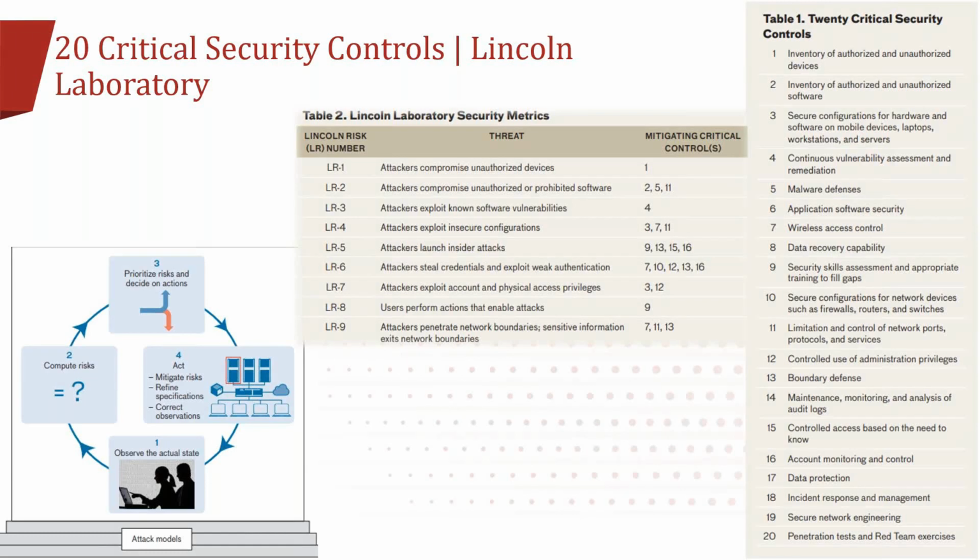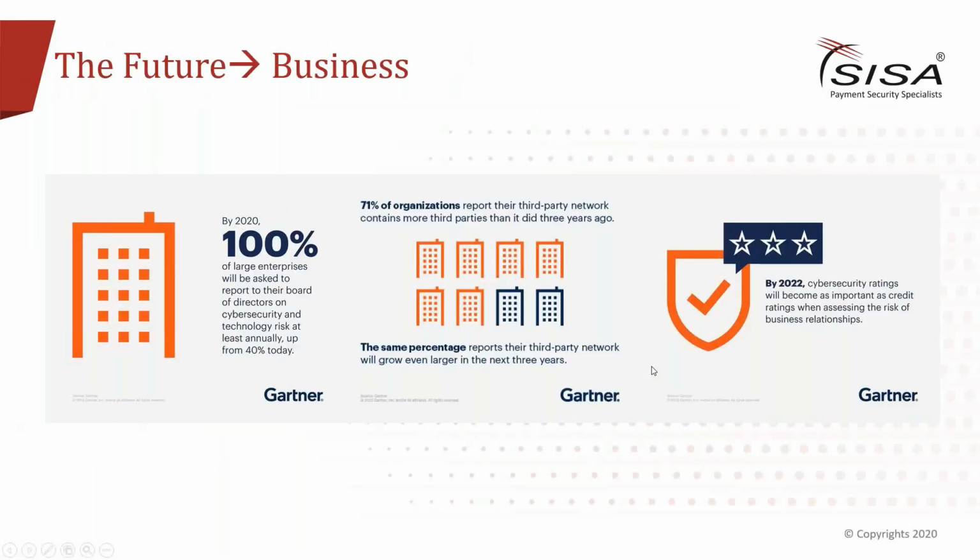Now, if I'm talking about attackers exploiting insecure configurations, first of all, secure the configurations for hardware and software on mobile devices, laptops, workstations, and servers. Then wireless access control should be properly managed. Then limitation and control of network ports, protocols, and services. So it's a really nice checklist which organizations can follow to secure their organizations from critical threats, with a combination of one or the other.